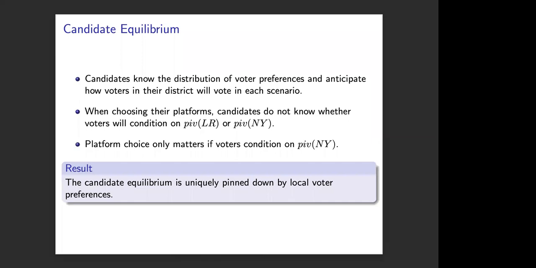This might seem obvious, but it wasn't ex ante. It might have been that, if voters were conditioning on left versus right, a candidate would do one thing, while if voters were conditioning on the reform dimension, they'd do something else. And so candidate strategies might depend on what's going on in lots of other districts. But actually, the game becomes much simpler, and all they need to focus on is what's happening in their own district.